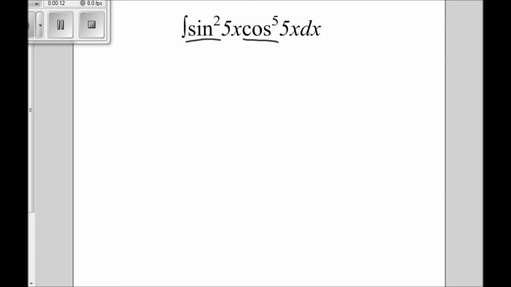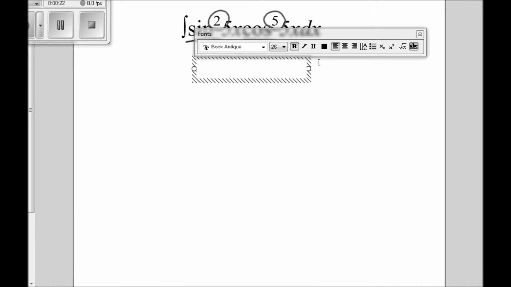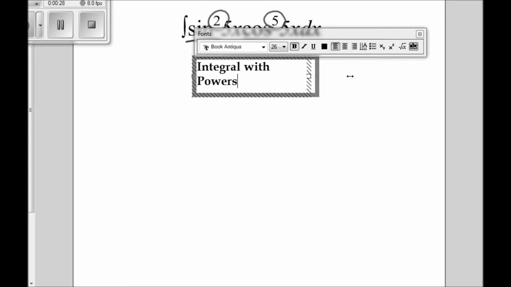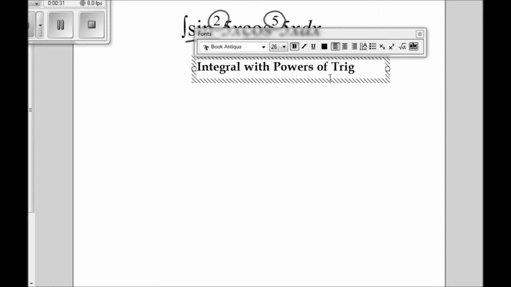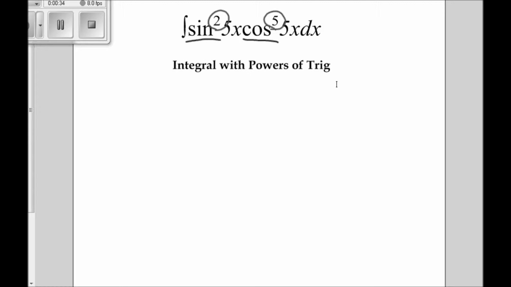So, the most important step in this kind of problem is to identify the type of problem. As you can see, this problem has trig in it and exponents, powers. Therefore, it is an integral with powers of trig. Now, to solve an integral with powers of trig, there's several steps.